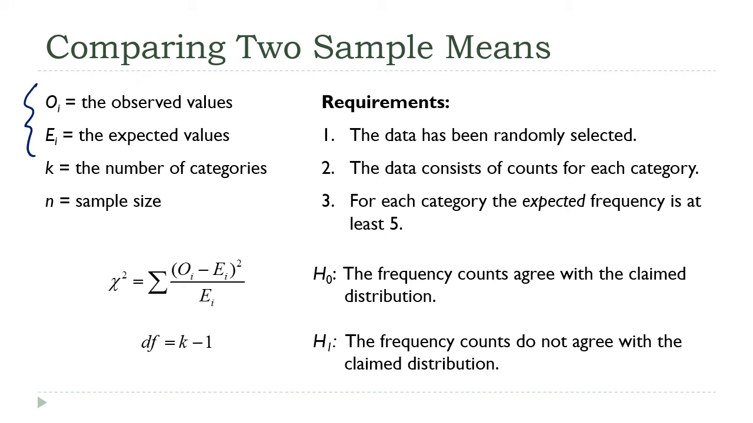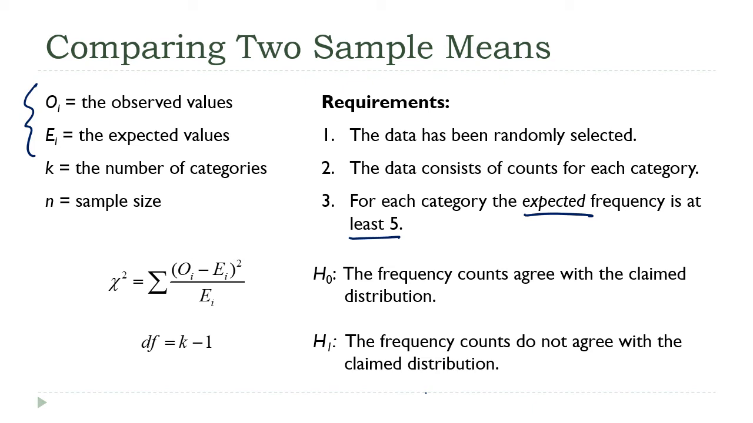Now, we also have a few minimum requirements here. Right? We need randomly selected data, and the data has to be frequency counts. And finally, the expected frequency for each category has to be at least 5. Now, that only applies to the expected values. It's okay for the observed or sample values to be lower than that.